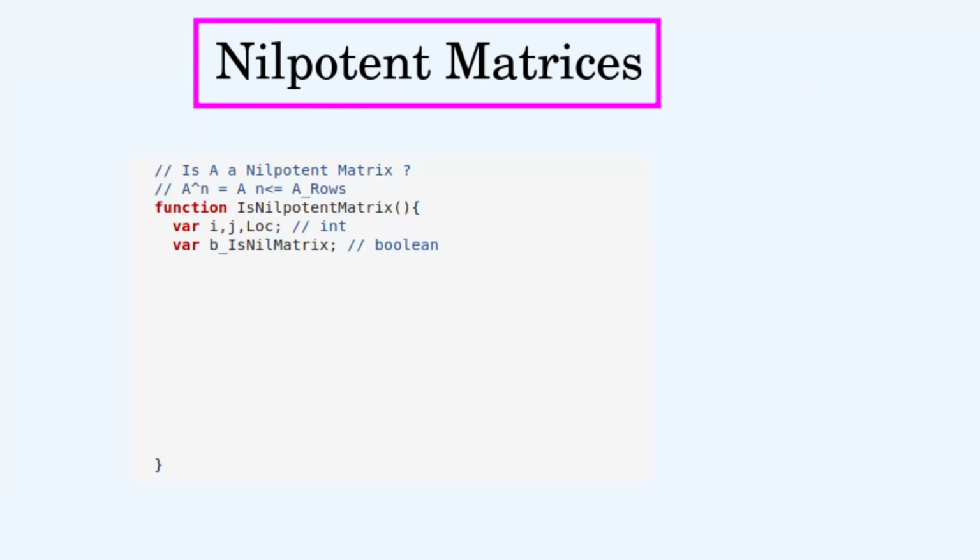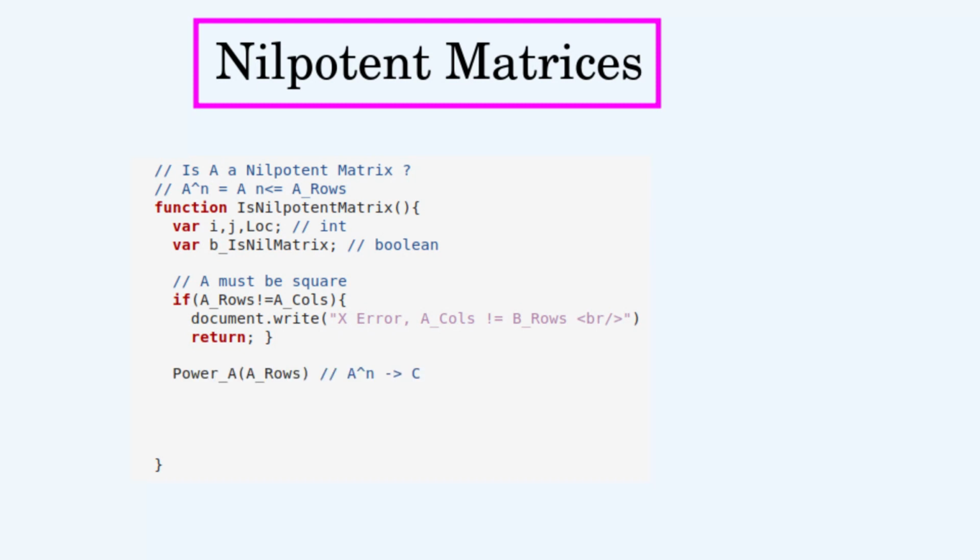Now to look at some code. This function tells the user if this matrix is a nilpotent matrix. We'll declare the function with all of its internal variables. A matrix must be a square matrix to be a nilpotent matrix, because it has to be able to multiply by itself. Now we'll raise this matrix to the power of the number of its rows or columns.